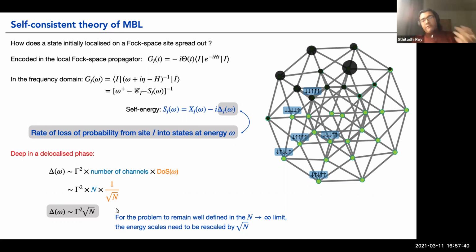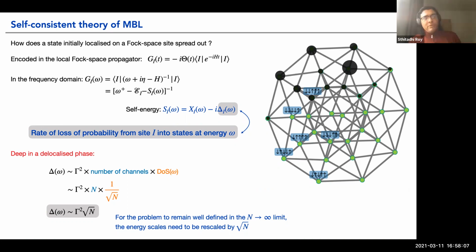So you notice that this rate of loss, in fact, diverges in the thermodynamic limit, at least deep inside the delocalized phase. So again, for the problem to remain well defined in the N going to infinity limit, or to make sense of the thermodynamic limit, you need to rescale these energy scales, or in this case, the imaginary part of the self-energy, by the square root of N.